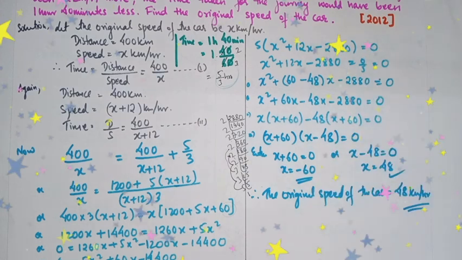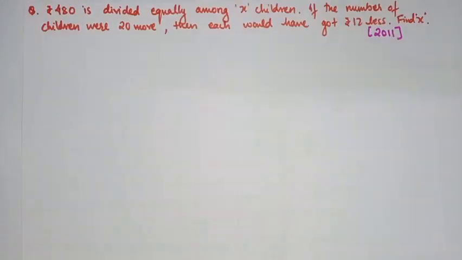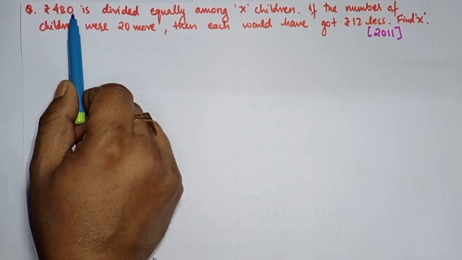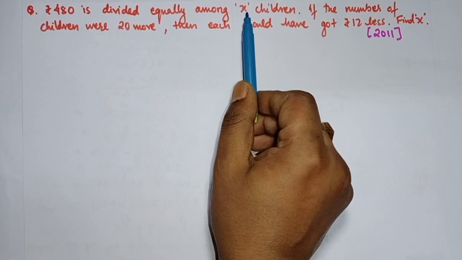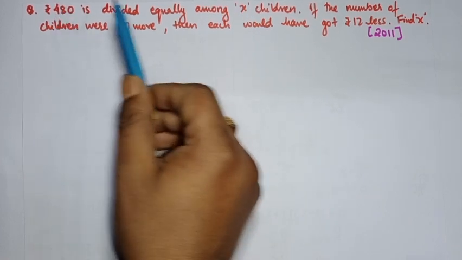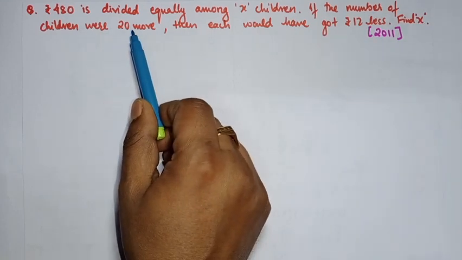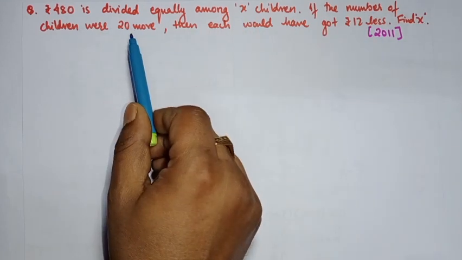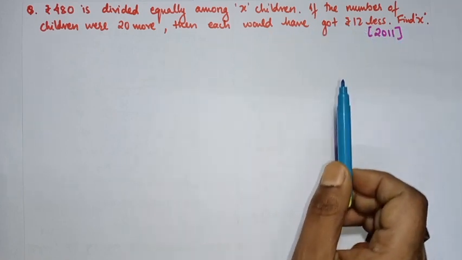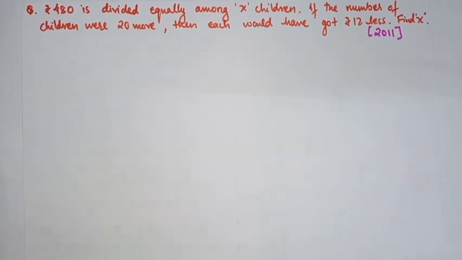Now let's solve another question. Here is a similar type of sum which you have done before. In this, instead of distance they have given us rupees. You can see here 480 rupees, 480 is divided equally among x students. You can think of that as distance. If the number of children is 20 more, that means you can think the speed has increased, then each one will get 12 rupees less. So find x. Okay, so we have to find the number of children.